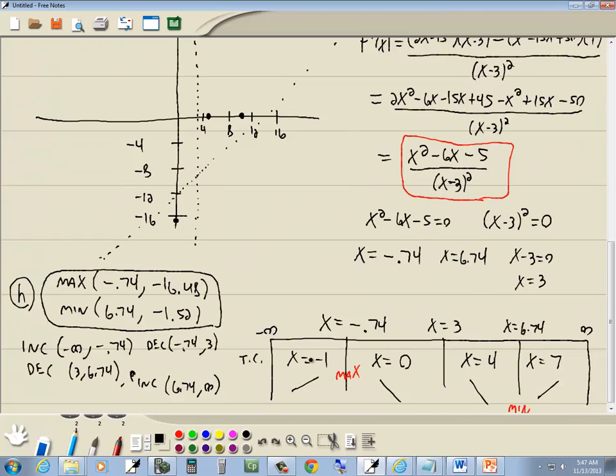Our max was negative 0.74 and negative 16.48. Somewhere right here. That's a max. Okay, our min is 6.74 and negative 1.52. I don't know, let's say right there. That's going to be our min.